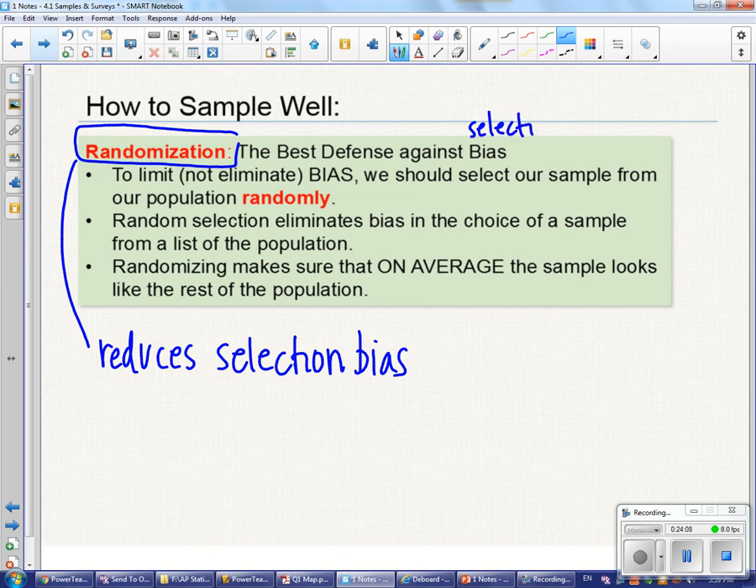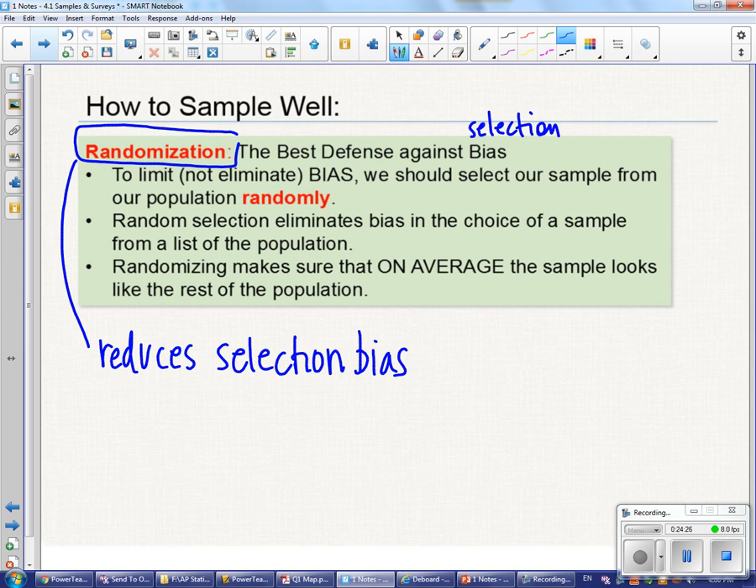Even if I have a random sample, if I ask personal questions directly to students that they're not comfortable answering, then I'm still going to get response bias. But randomization will limit, it doesn't eliminate bias, but it does limit bias. So we want to make sure that we're selecting our sample from our population randomly.